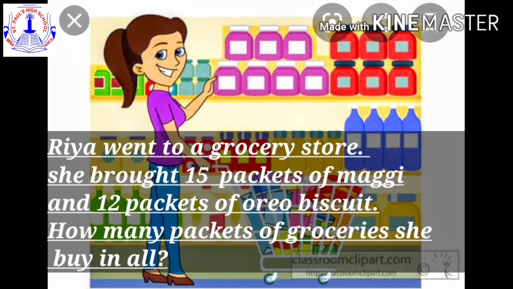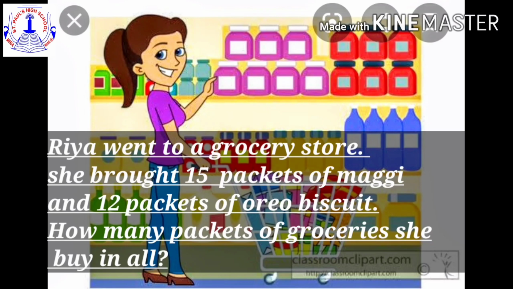Students, normally when we do these sums, we have to read the question first. So what is the first line? Ria went to a grocery shop. Then what is the next sentence? She brought 15 packets of Maggi. So our first statement will be: Ria brought 15 packets of Maggi.